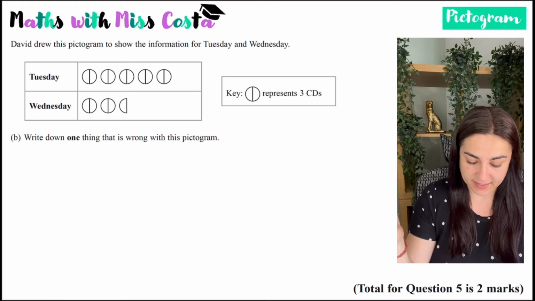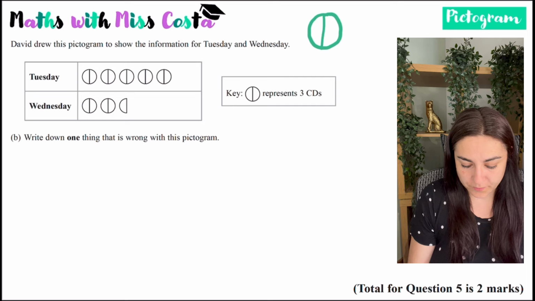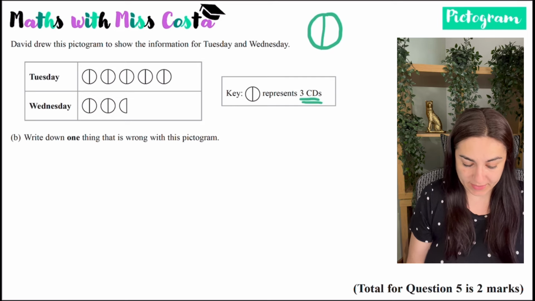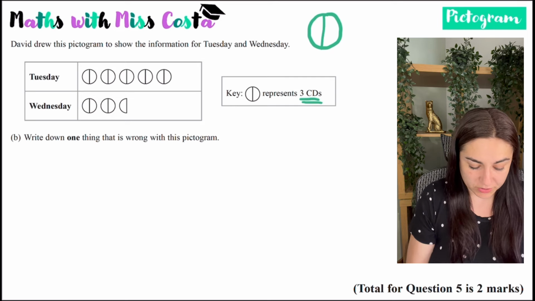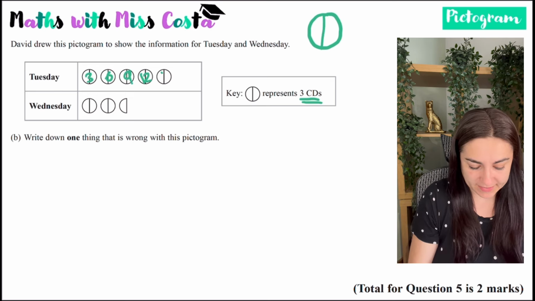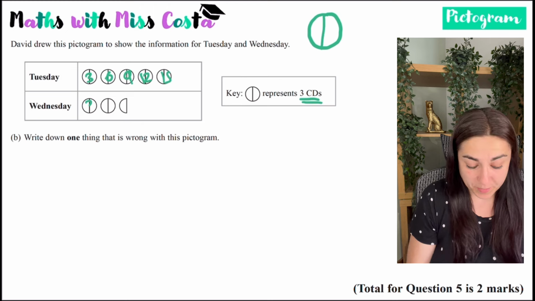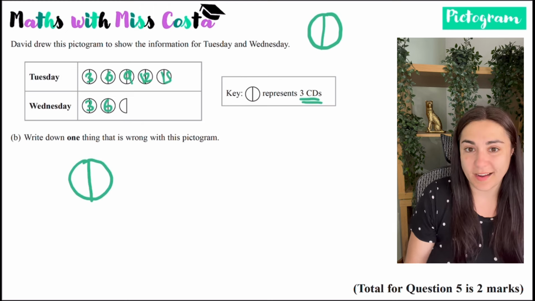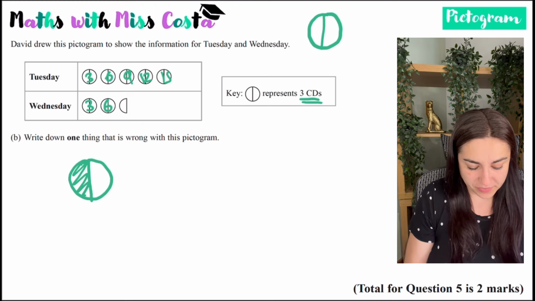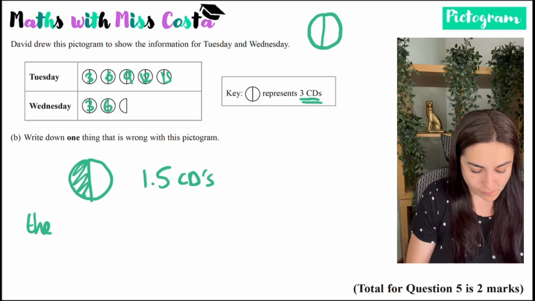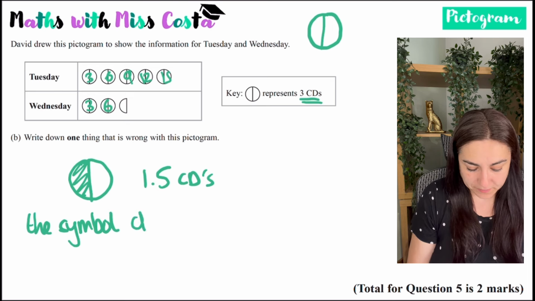It represents a certain value. So a full circle represents 3 CDs. And David drew this pictogram to show the information for Tuesday and Wednesday. So on Tuesday, we got 3, 6, 9, 12, 15 CDs. But on Wednesday, we got 3, 6, and if this represents 3 CDs, then half of it would represent 1.5 CDs. So I would say the symbol chosen isn't accurate.